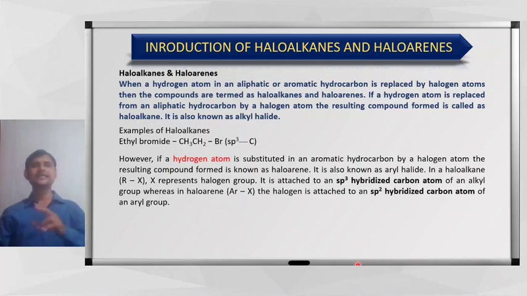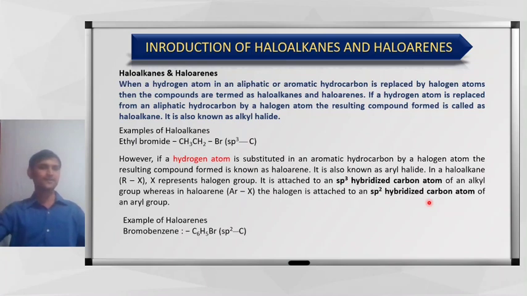Now see, it is attached to an sp3 hybridized carbon atom. In haloalkanes, the X group, that means the halogen group, is attached to an sp3 hybridized carbon atom in the alkyl group, whereas in haloarenes, the X group, that is the halogen group, is attached to the sp2 carbon atom of the aryl group. This is very important. See the example. Example of bromobenzene, that is C6H5Br, means the bromine group is attached to the sp2 carbon. Now see, this is the sp2 carbon and this is the halo group. So the halogen group is attached to the sp2 carbon in the aromatic system.